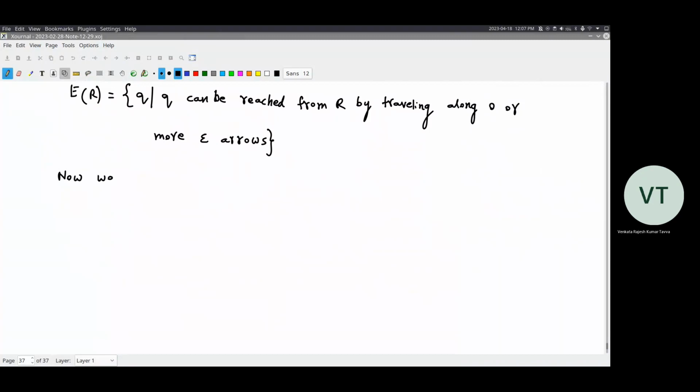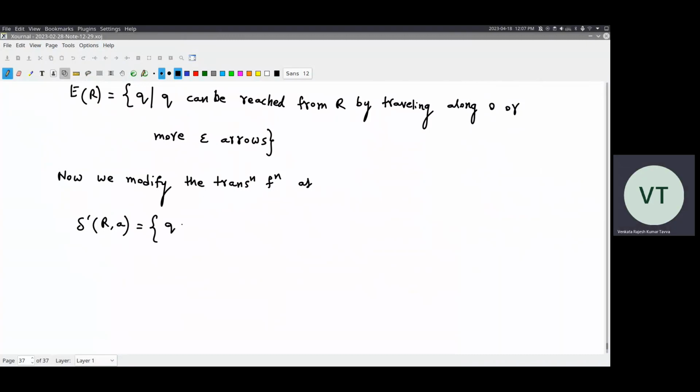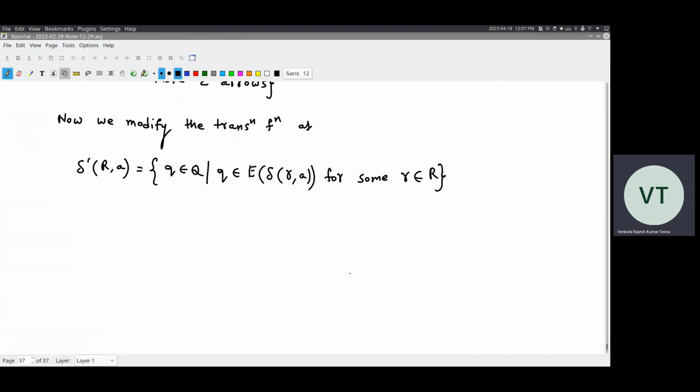Now, we modify the transition function as delta dash Ra equal to the set of Qs such that Q belongs to E of delta Ra for some R belonging to R. So let's look at an example now.